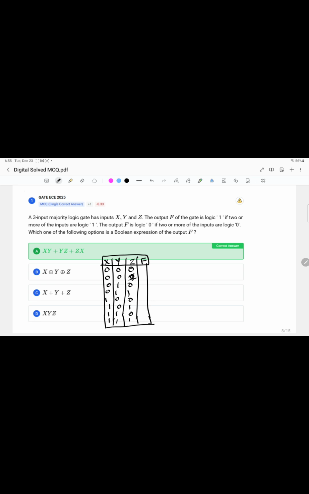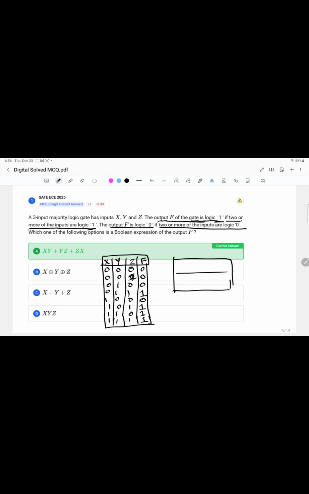Now what is the first consideration? The output f of the logic gate is logic 1 if 2 or more of the inputs are logic 1. So on the consideration, 2 or more inputs, the output is going to be 1. Now for the remaining, the output is logic 0 if 2 or more of the inputs are logic 0. So here we can make it as logic 0. Now we can draw the K-map and write down the expression.